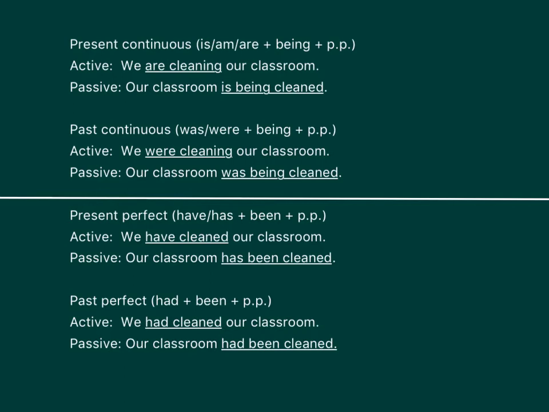For the past perfect tense, the passive voice is formed by the word had plus the word been plus the past participle of the verb. For example, in active voice we say we had cleaned our classroom. In passive voice we say our classroom has been cleaned.